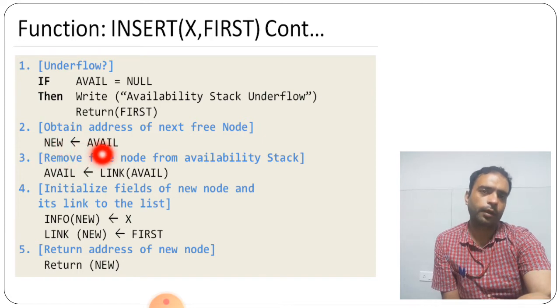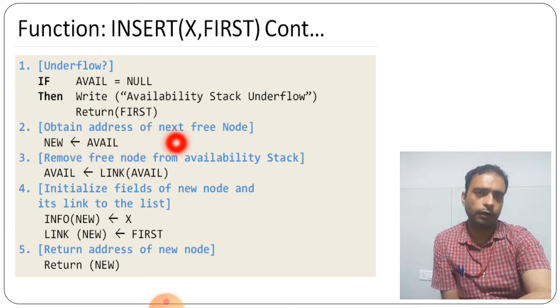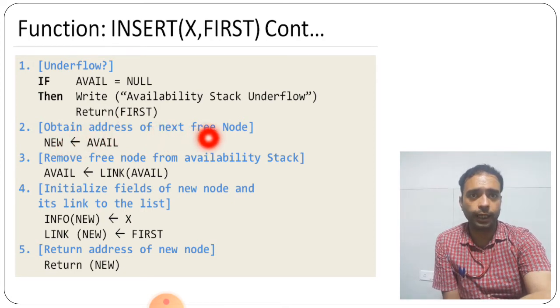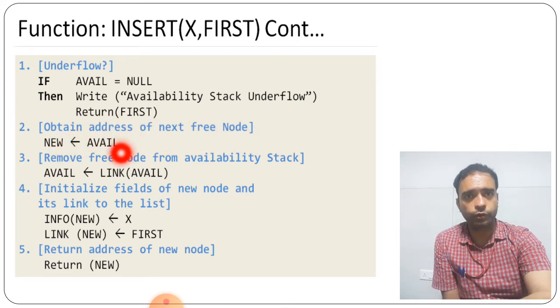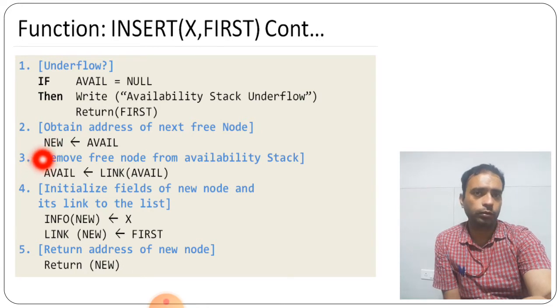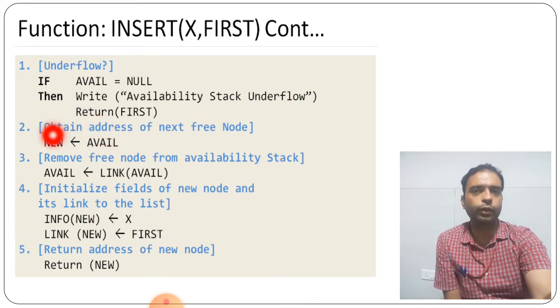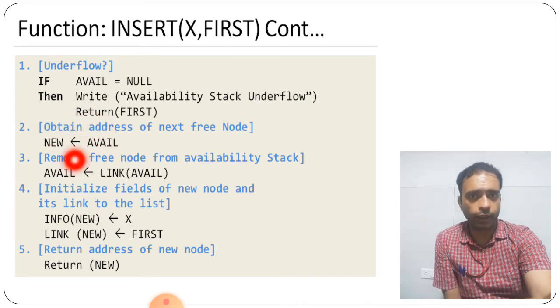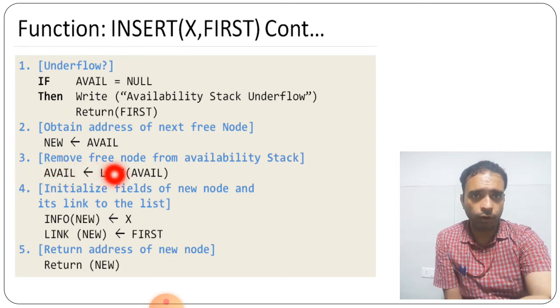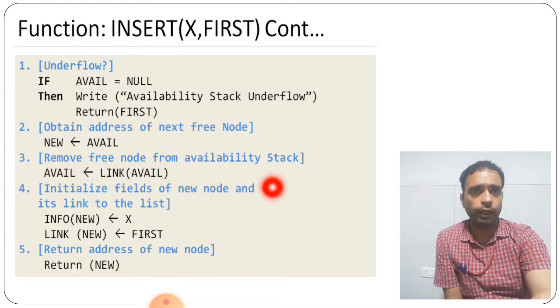आफ्टर दैट obtain the address of the next free node. So how to obtain the address of the next free node? So that available is given to the new. So whatever is available in the particular linked list, that particular node will be assigned to the new node. And after that, remove the free node from availability stack.